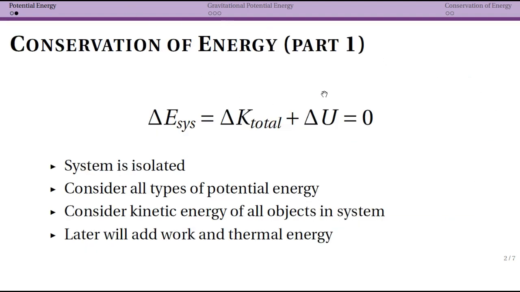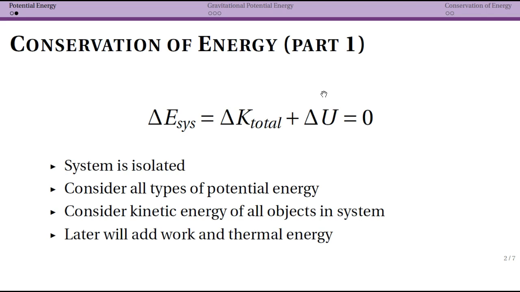So we're going to start here with a little bit of conservation of energy, and I call this part 1 because we're going to be adding different types of potential energy. By the end of chapter 10, our equation is going to look a little more complicated because we'll have more types of energy to worry about. But I want to show you very clearly the starting point.